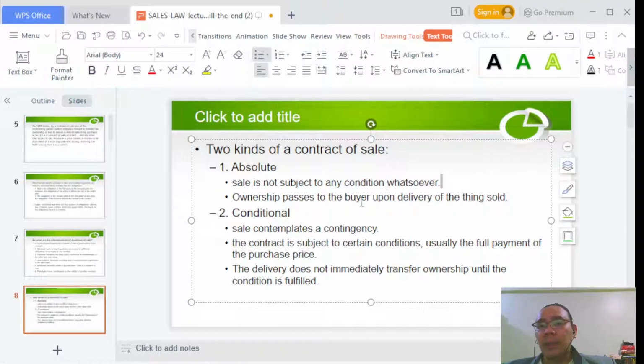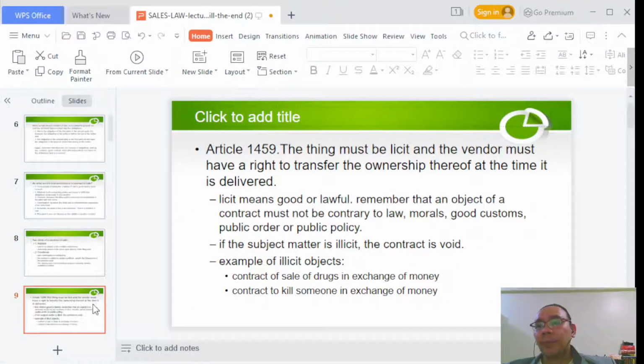Bali, ganun lang kasimple. Ngayon, ang conditional naman is may kondisyon na kailangan ma-meet. So, kadalasan, ang sabi dito, the sale contemplates a contingency. The contract is subject to certain conditions, usually the full payment of the purchase price. Delivery does not immediately transfer ownership until the condition is fulfilled. So, kadalasan nangyayari yan sa contract of sale on installment basis. Ngayon, ang transfer ng property mangyayari lang kapag bayad na, fully paid na.